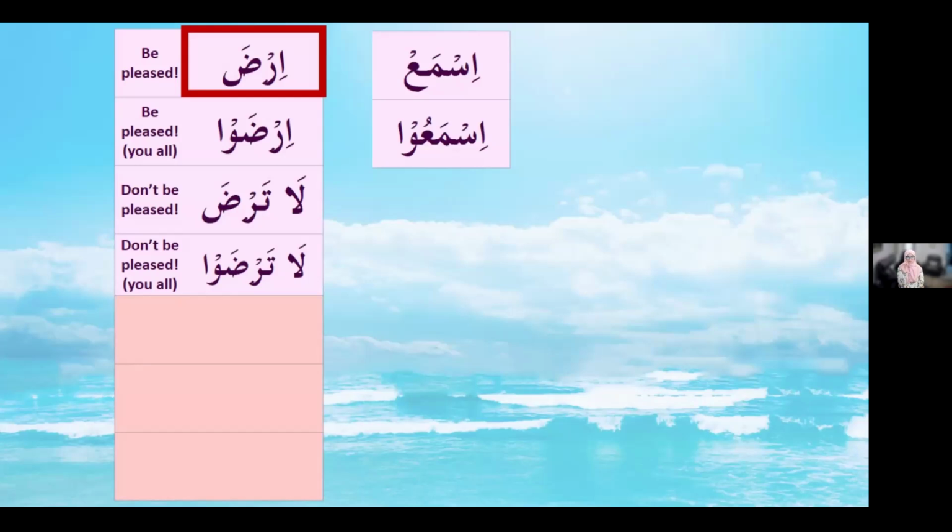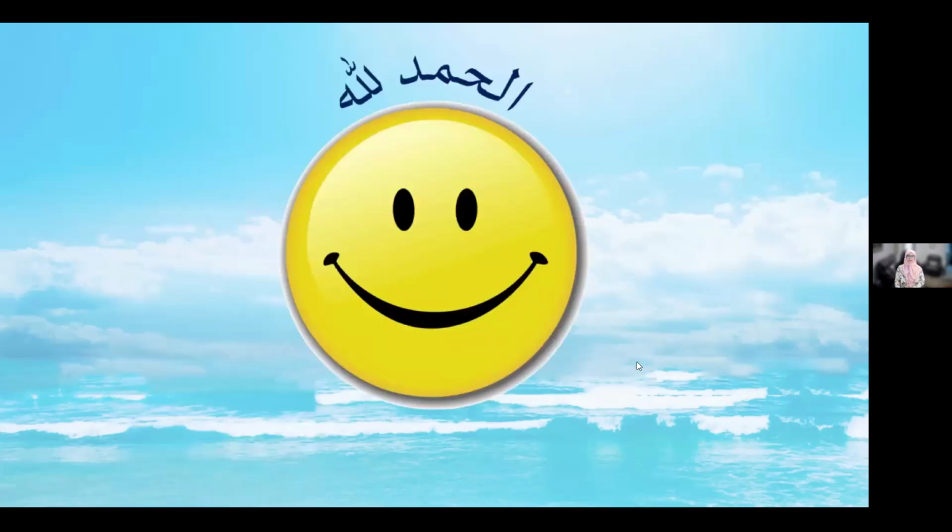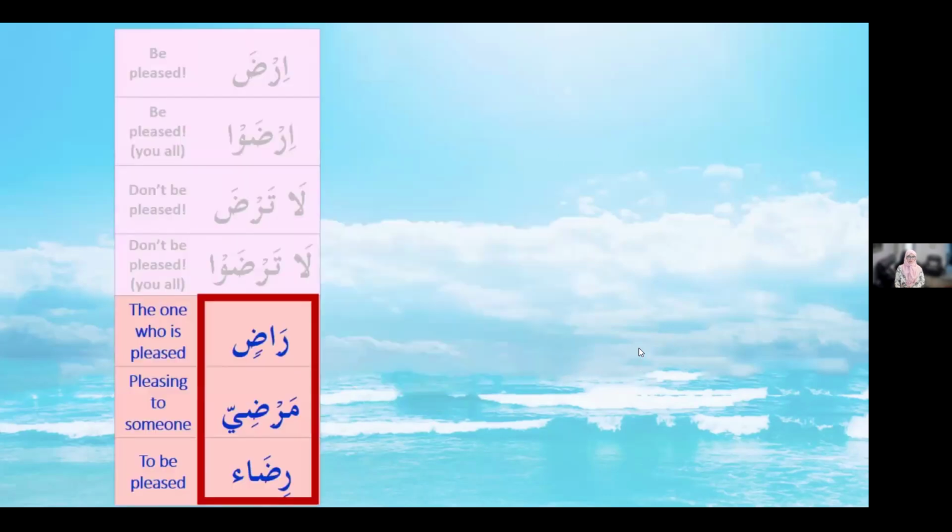So once you've got this irda, irdau, then the rest is easy. Irda, irdau, la tarda, la tardau. Again. So alhamdulillah, we've got fi'al amr, and alhamdulillah, we got all these three words.